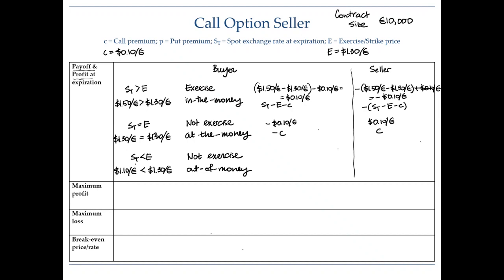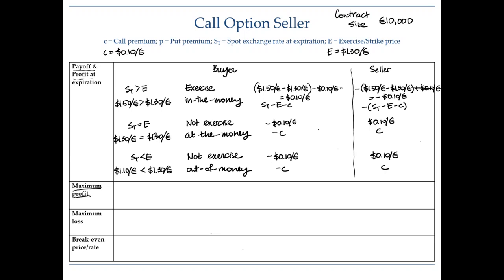Again, if in the future the spot rate happens to be lower than the exercise rate of $1.30, the buyer will not exercise this option. Instead, they will choose to go and buy euros at the lower price on the spot market. So the payoff is zero, but the loss for the buyer is simply the premium they pay, which is 10 cents per euro, which means the seller simply keeps the premium of 10 cents per euro. So in other words, C. So again, that's the most they're making.